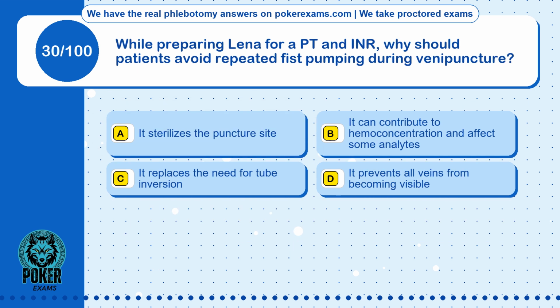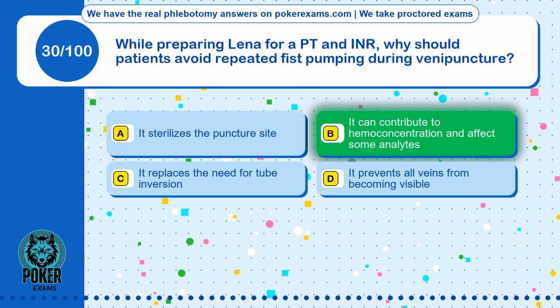Question 30. While preparing LINA for a patient NINR, why should patients avoid repeated fist pumping during venipuncture? Option A. It sterilizes the puncture site. Option B. It can contribute to hemoconcentration and affect some analytes. Option C. It replaces the need for tube inversion. Option D. It prevents all veins from becoming visible.